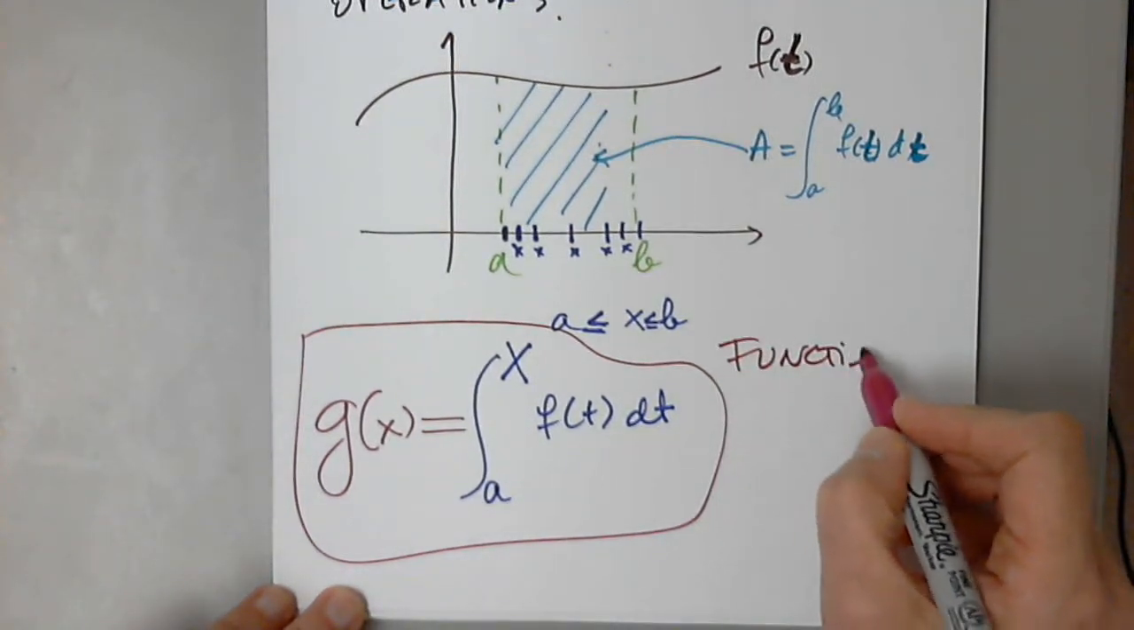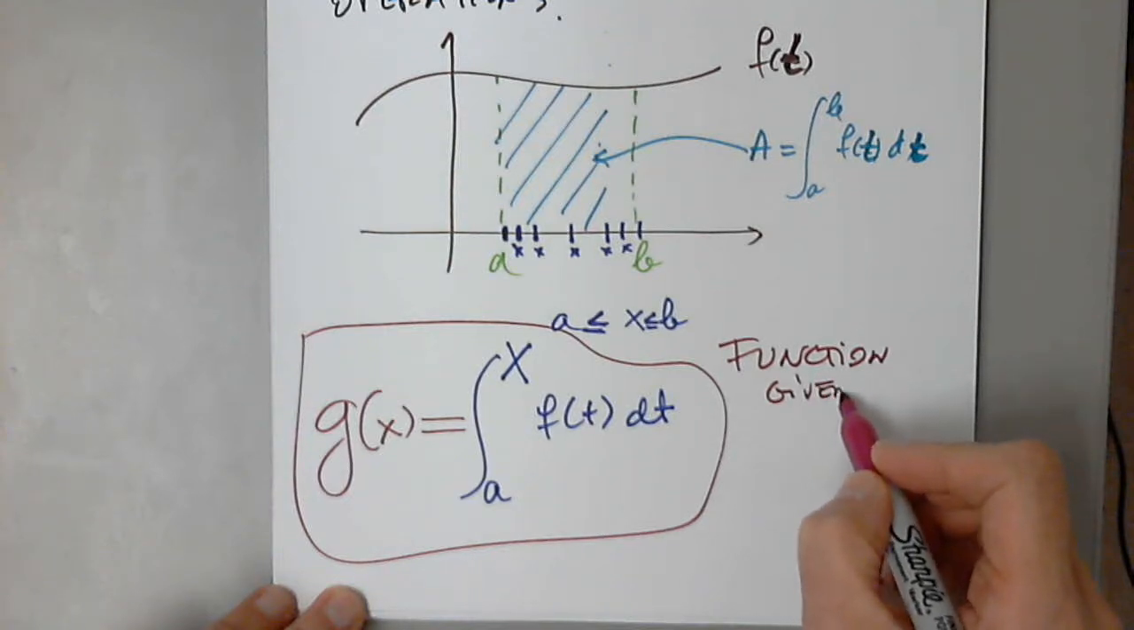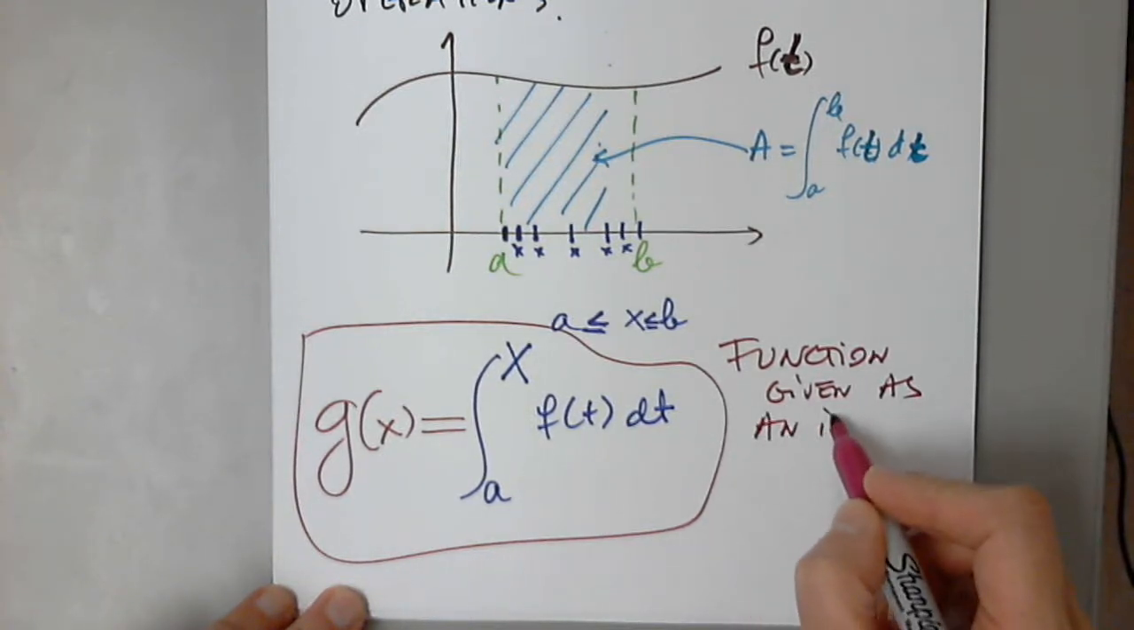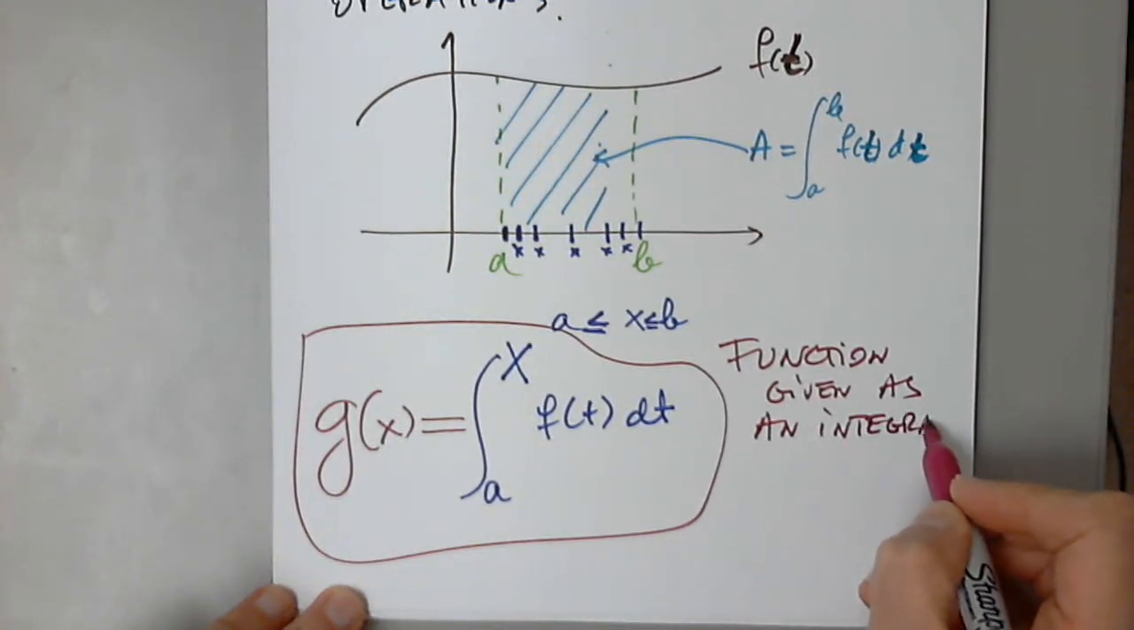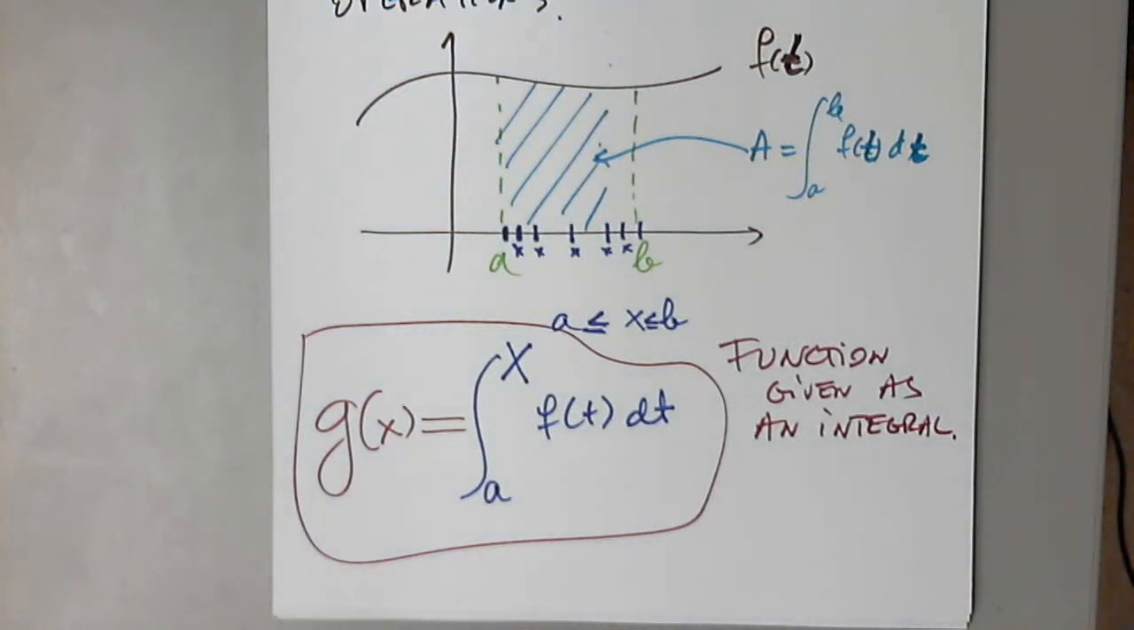A function given as an integral. But it is a function. Why? Because we want to illustrate what we just said. What do we want to illustrate? We want to illustrate that differentiation and integration are inverse operations. That's what we are trying to do. And that's what part 1 says.